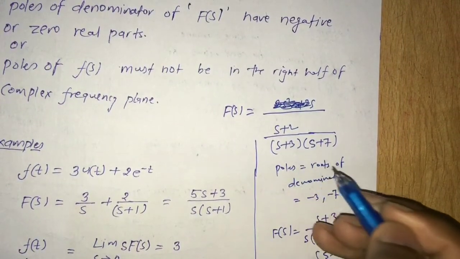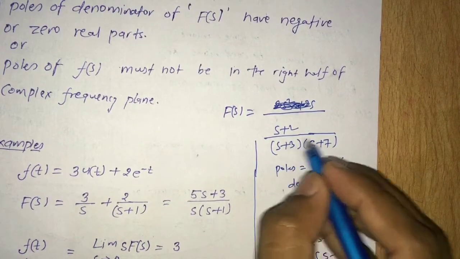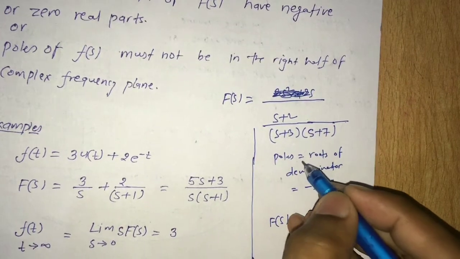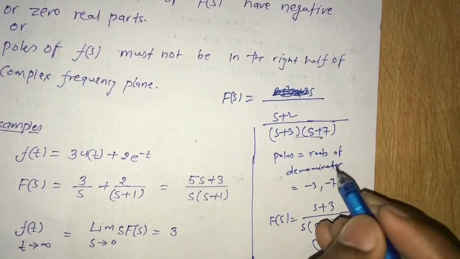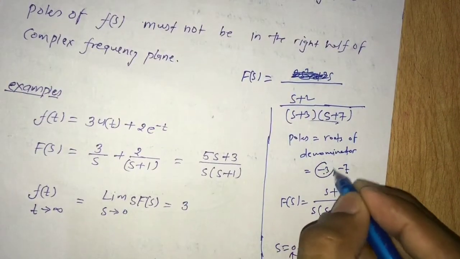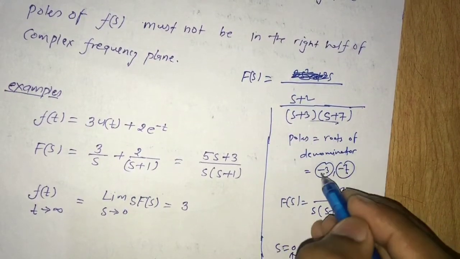this type of function is represented in this form. And poles, what are poles? Poles are the roots of the denominator of that F(s). This function has roots -3 and -7. These are negative. The real parts of the roots are negative.